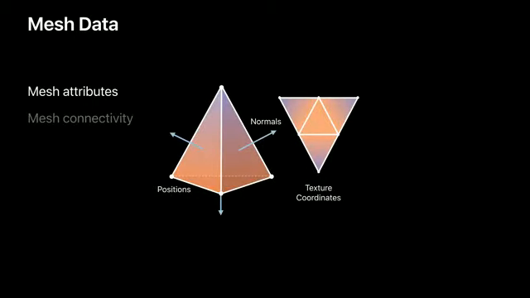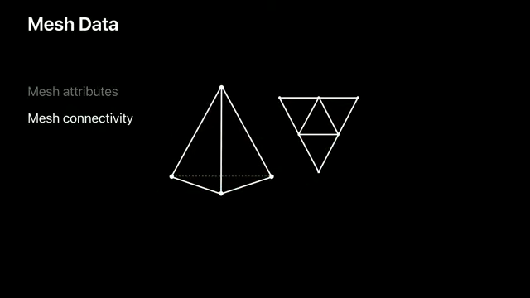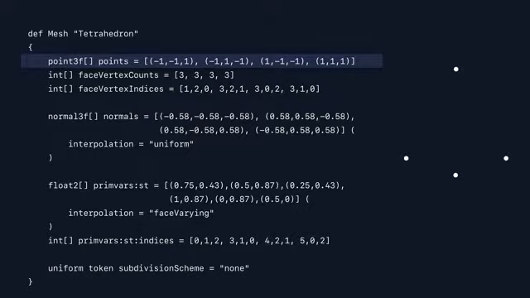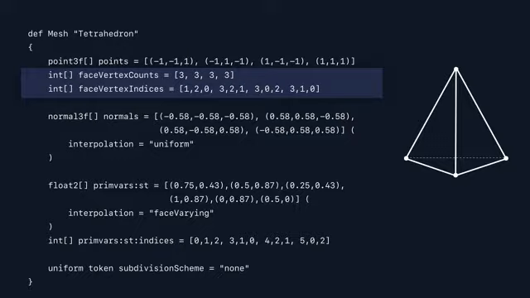Mesh data can be grouped roughly in 2 categories: mesh attributes, such as positions, normals, and texture coordinates, and mesh connectivity, such as the numbers of vertices per face or which vertex indices belong to a face. Let's look at that at the simple example of a tetrahedron. We'll start with a set of points, 4 points for the tetrahedron. And each face contains 3 vertices, so there are 4 triangles. And for each face, we will also store the vertex indices.